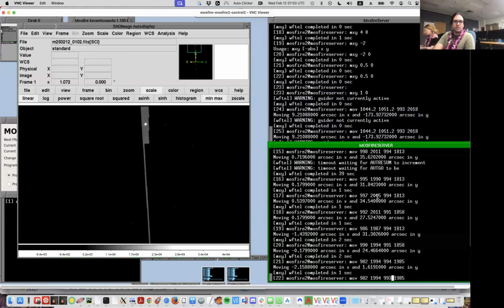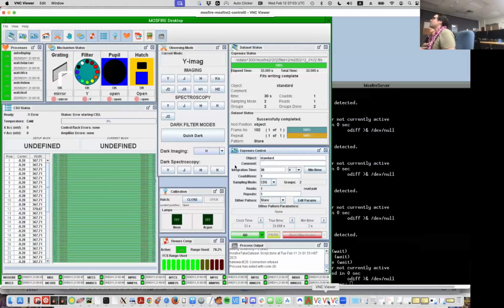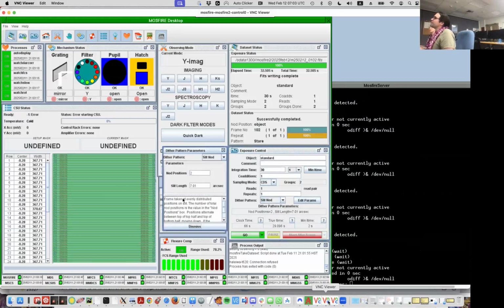So now I have to use a special mode. We're going to go to the special configuration mode that is called a slit nod. So I'm going to edit the parameters here. For the nod positions, the full slit width right here is technically 14 arc seconds, but we're going to be safe here. We're going to use a slit length. Let's be safe here and say 12 arc seconds.